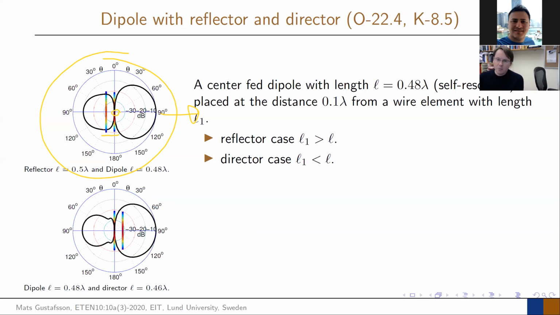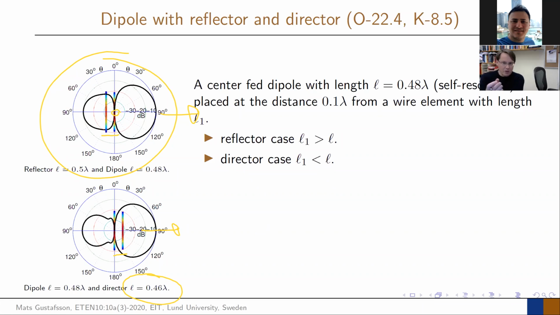If we do the opposite version, we now put a shorter element in front of it. You can see the length there is now slightly shorter. In reality the director here is now 0.46 lambda, the dipole 0.48. So it's a very, very small difference. You can see the same effect here, that it's again pushing the radiation in the direction of this shorter element.